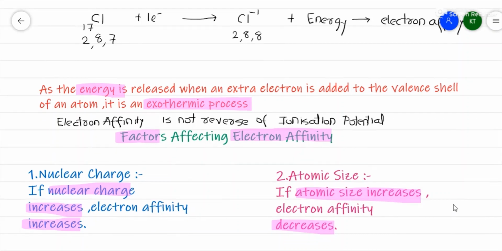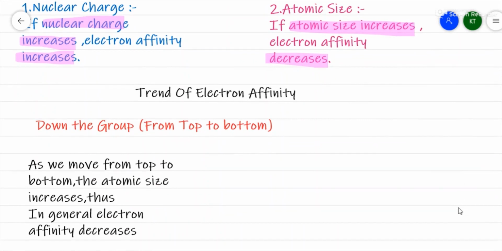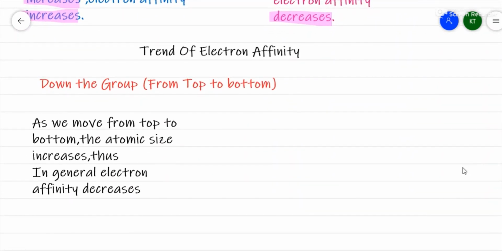That refers to your electron affinity values. Now, how does the electron affinity change? We are going to look into the trend of electron affinity from top to bottom, first down the group. For our understanding, I am taking one of the simplest and best known groups of the periodic table, group 7A or 17. The elements present in this group are fluorine, chlorine, bromine and iodine.